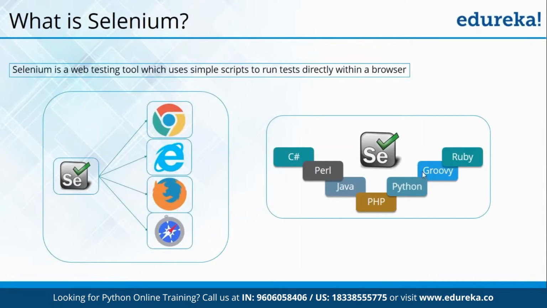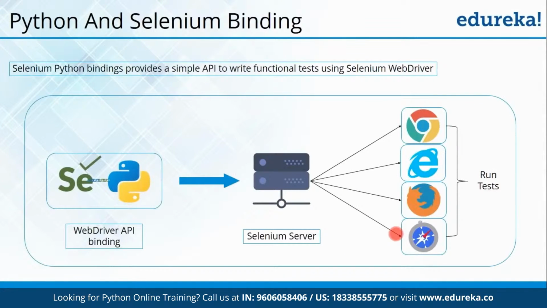So let us move forward and understand the binding between both of them, that is Selenium and Python. So Selenium Python binding provides a simple API to write functional tests using Selenium WebDriver. This is where you write your functional tests using Selenium WebDriver. After that, you send a request to the Selenium server. The Selenium server then runs those tests on various browsers. It can be Google Chrome, Internet Explorer, Mozilla Firefox, or Safari. So this is how it works, guys. Now let us not waste any time and let's get started with it.